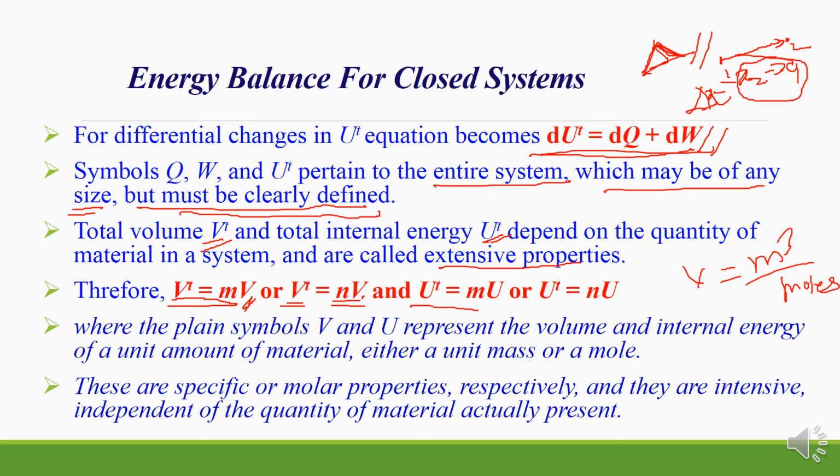Similarly here, U^T is the total energy and m is the mass, and U is the internal energy per unit mass, and here n is the number of moles and U is the internal energy per mole. So the plain symbols U or V represent volume and internal energy per unit amount of material, either unit mass or unit mole. That depends.